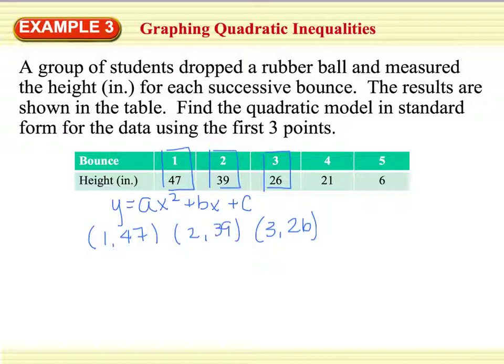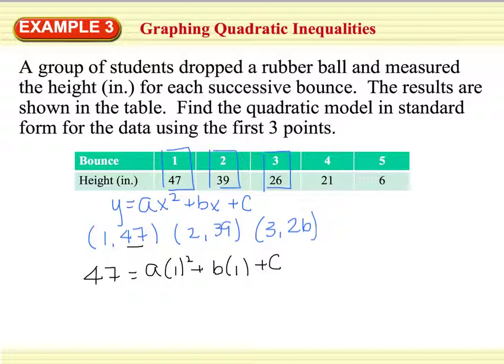So let's start out with the first one. I know my y value is 47, so I'm going to plug that in to my standard equation. I don't know what a is, but I do know what x is. So I'm going to have a times 1 squared plus b, and again I don't know what b is, but I do know what x is, plus c, which is just some constant.